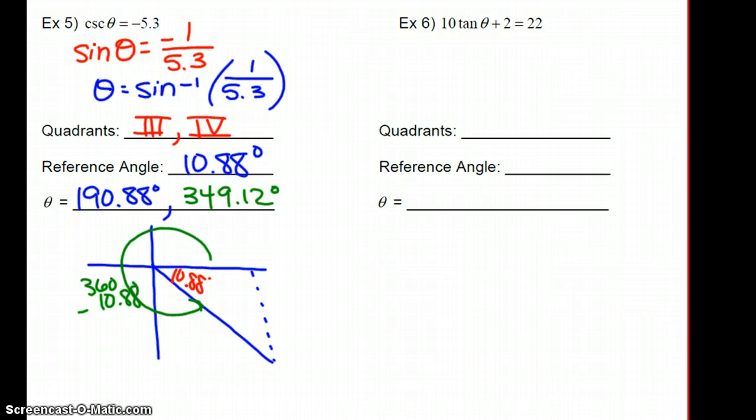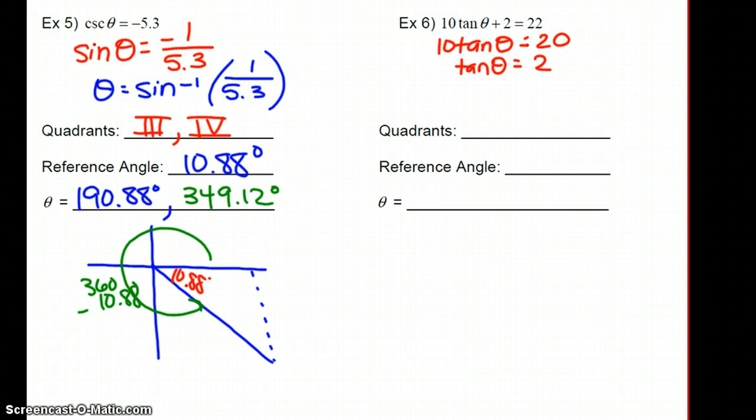And number 6, the only thing that's different about this one is that I have a lot more numbers on the left-hand side. The first step is to get that function completely by itself. So let's go ahead and get rid of that 2 first. I have 10 tangent equals 22, minus 2 will leave me with 20 on the right. Go ahead and divide by 10, and we're left with tangent equaling 2.